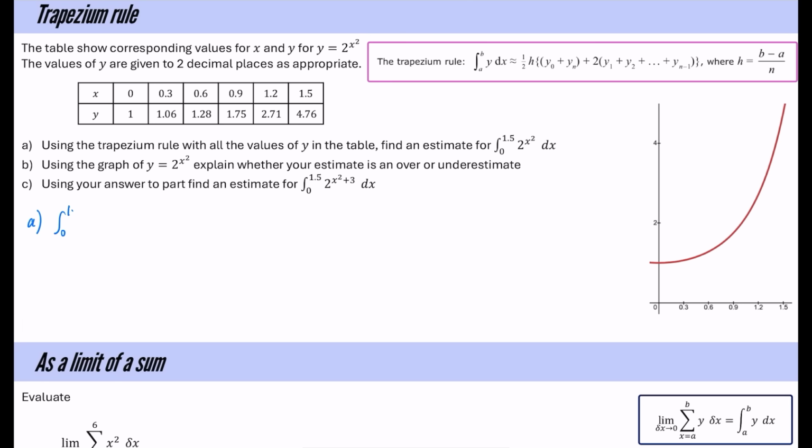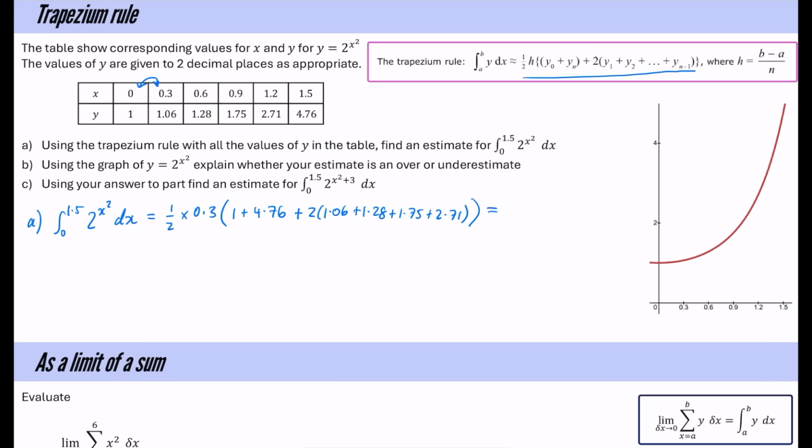So between 0 and 1.5 of 2 to the power of x squared dx, the estimate of this using the trapezium rule, we'll try and explain what this is. It is a half multiplied by the height. The height is the gap between these, which is 0.3. We then have y0 and yn. That is the first one and the last one. So that is 1 plus 4.76. And then we have 2 lots of the middle ones that have not been used. So that's 2 lots of 1.06 plus 1.28 plus 1.75 plus 2.71. Close that bracket and close another bracket.